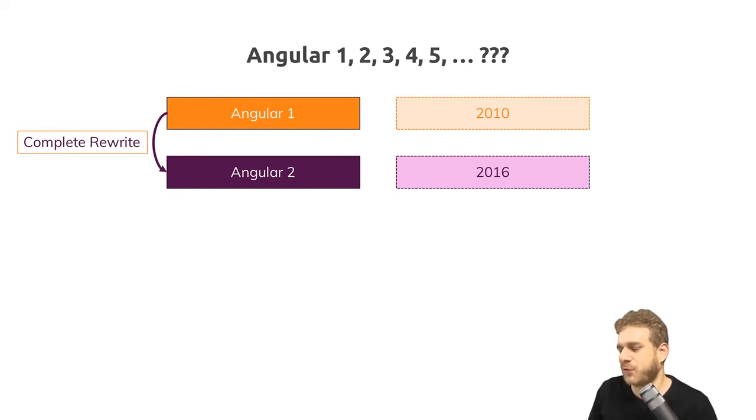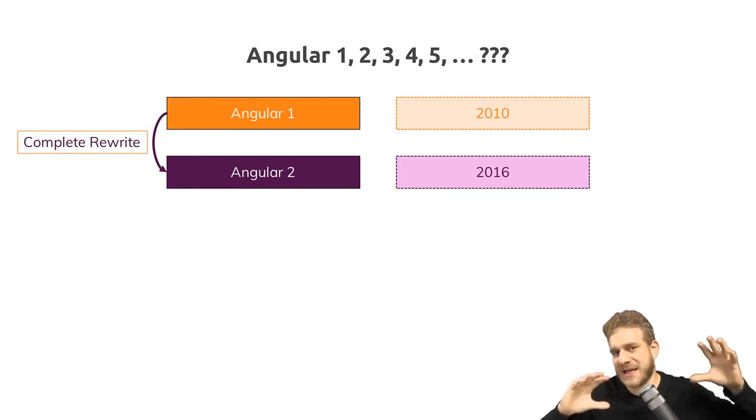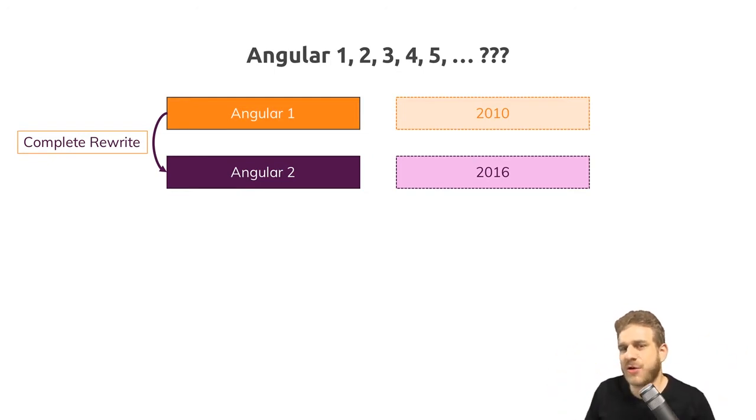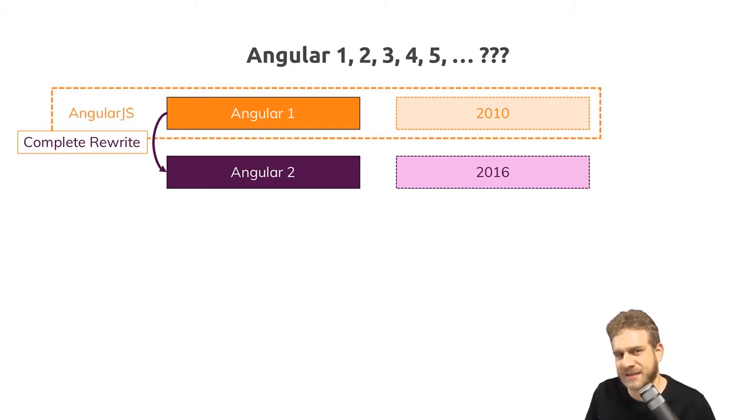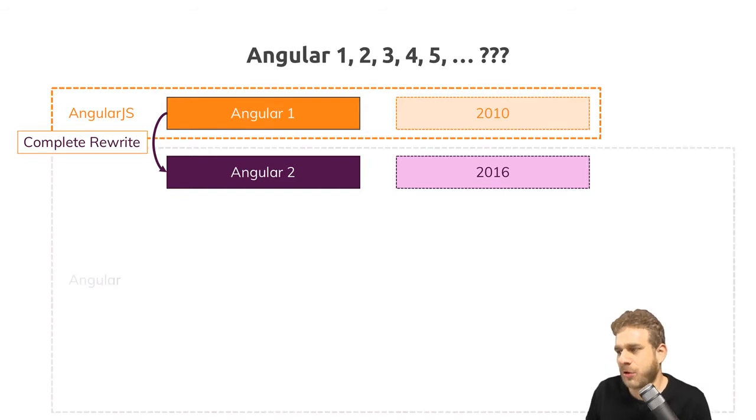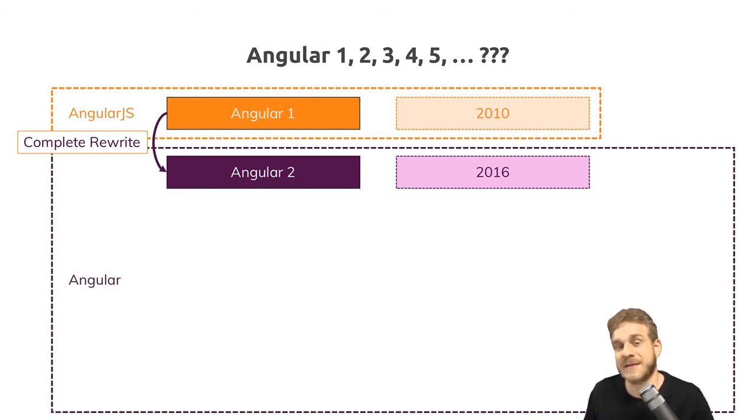Now, what about the other versions? Due to that difference in the capabilities, we nowadays typically refer to Angular 1 as AngularJS. That's the name of the framework nowadays. And Angular 2 and all versions thereafter are simply referred to as Angular. Just Angular.